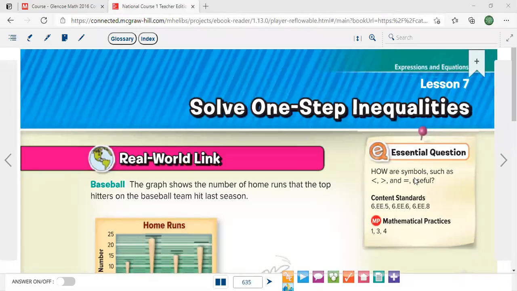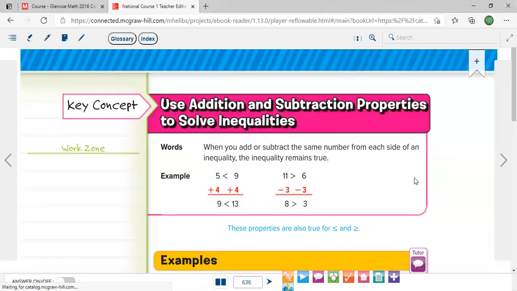Chapter 8, lesson number 7, solve one-step inequality. One-step inequality means we are going to do one step. If the inequality is addition, we will do subtraction. If it's subtraction, we will do addition. If it's multiplication, we will do division. If it's division, we will do multiplication.